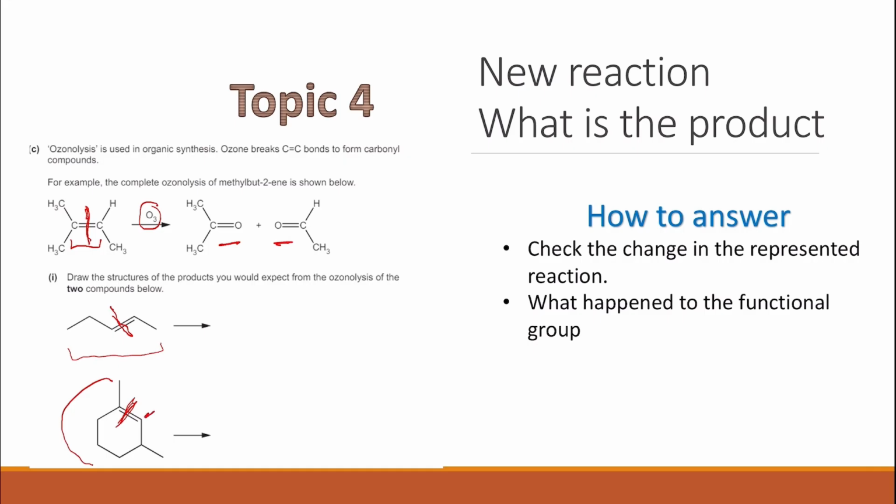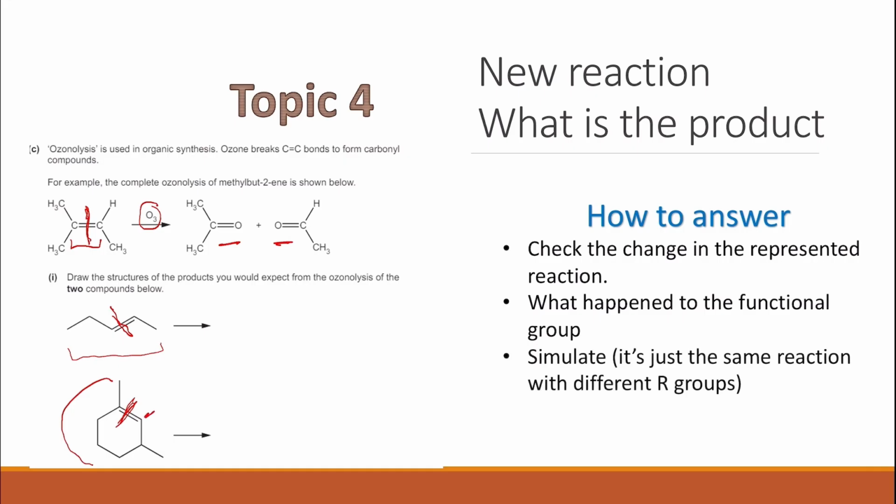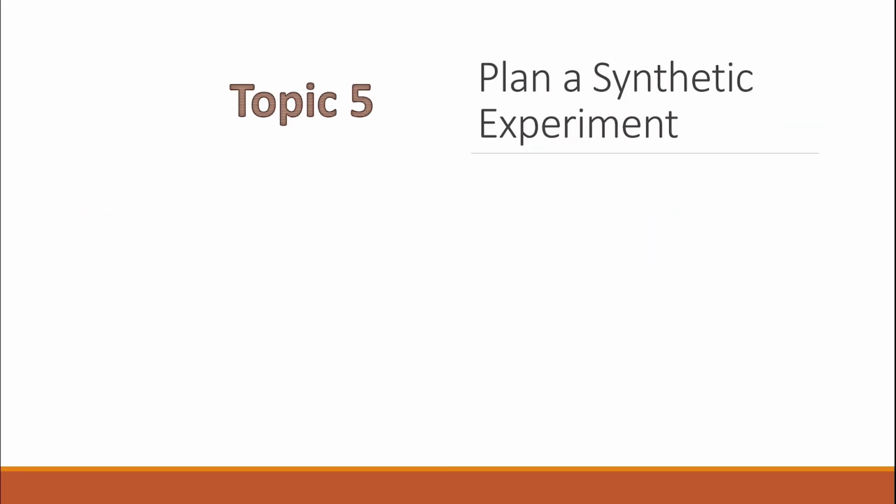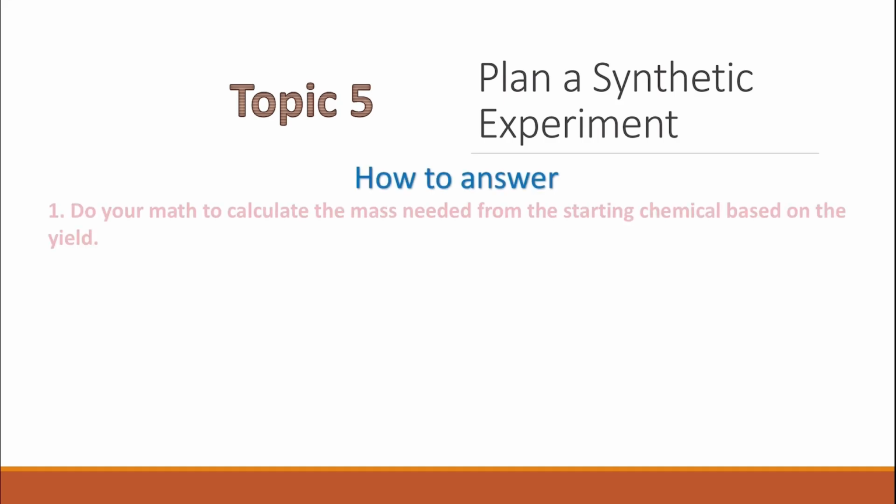Plan a synthetic experiment. This is one of the typical questions in paper two. How do you answer it? First of all, if they ask you to find the mass of the starting material, how much you're going to use, and they give you the yield and the mass that needs to be obtained from this particular reaction, then you need to calculate the mass needed of the starting chemical based on the yield. So the mass obtained of the product over the yield will give you the theoretical product mass.